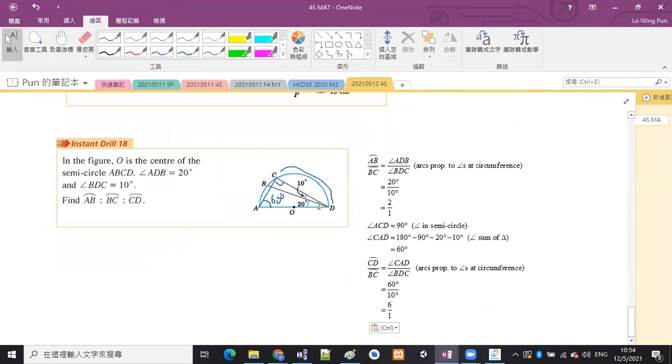Okay, now this one is 2/1. And then CD to BC is 6/1. And again, the common part has the same number. So we can merge the three numbers to form a three-term ratio directly.